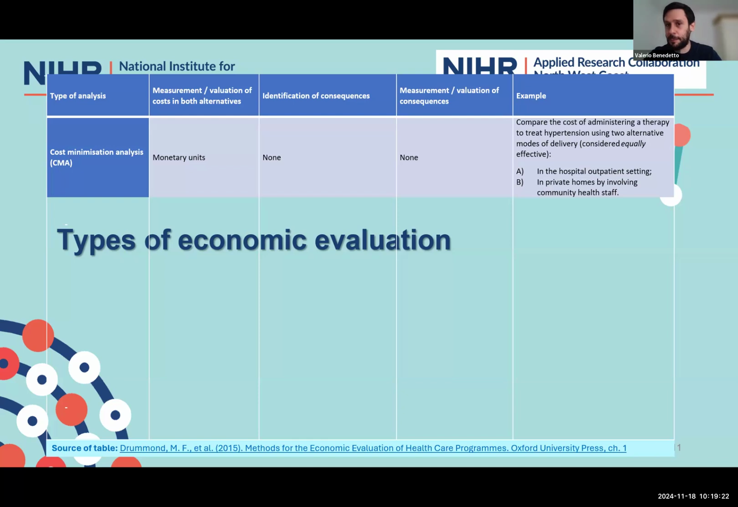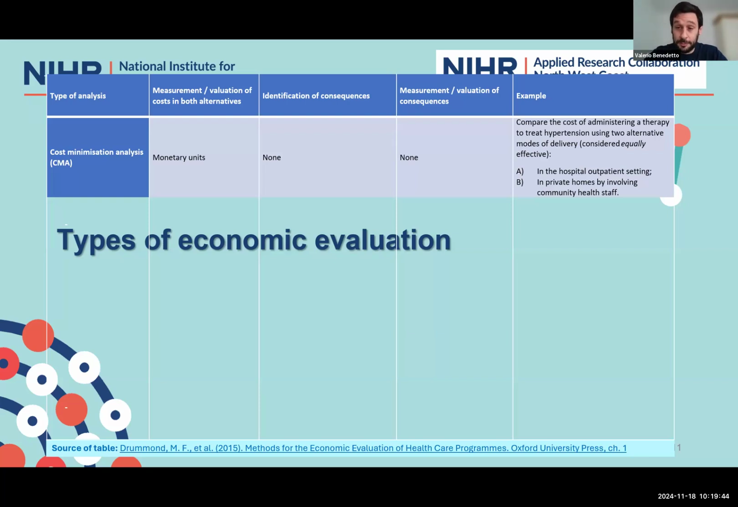So let's have a look at the example in the last column. In this particular example, we are comparing the cost of administering a therapy to treat hypertension using two alternative modes of delivery. They are considered equally effective. One is in the hospital outpatient setting, and the second one is in private homes by involving community health staff.